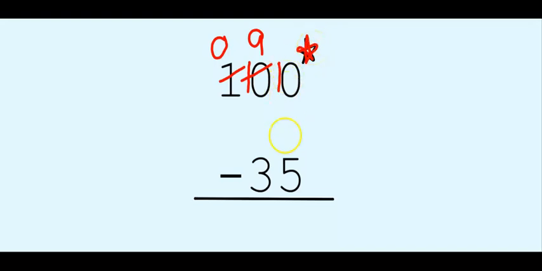First, I have 10 minus 5. That gives me 5. And 9 minus 3. That gives me 6. I do not have any hundreds anymore because I ungrouped it. So my final answer for this problem is 63.